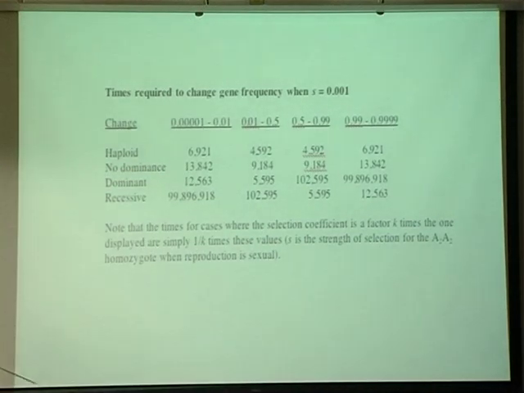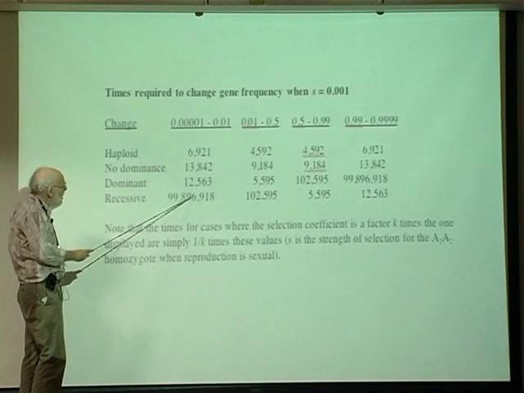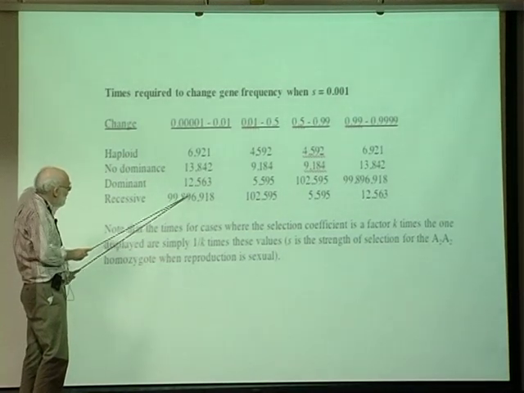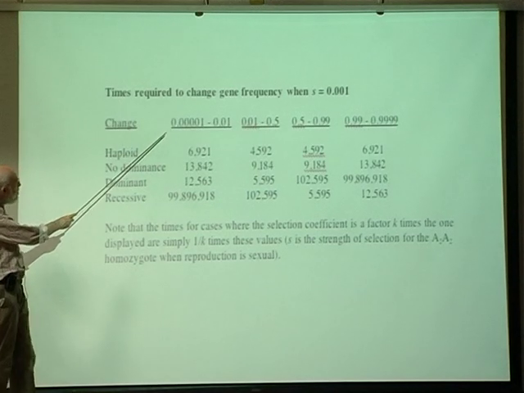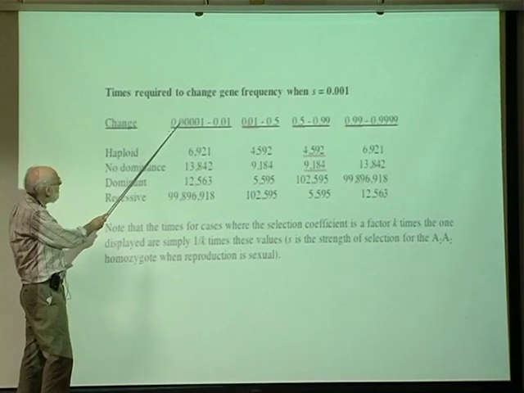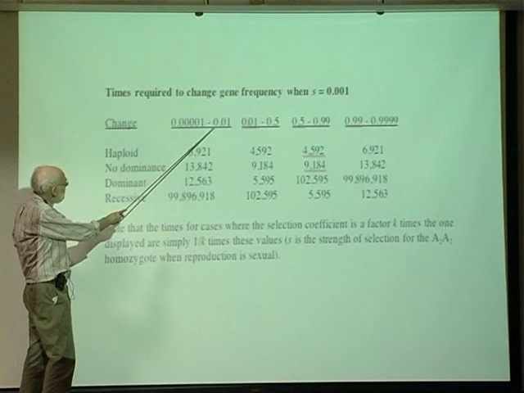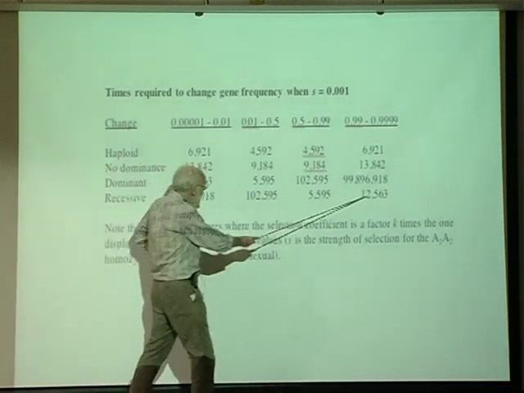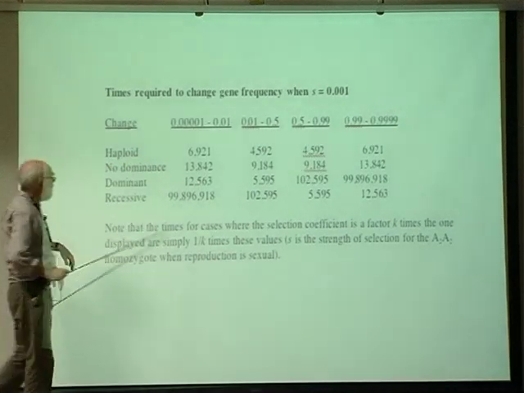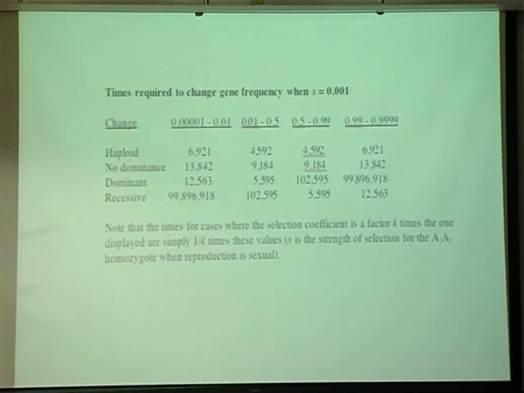Now the interesting bits come when we look at completely dominant or completely recessive ones. It's nearly 100 million generations here for a favorable recessive mutation to get from a very low frequency to a low frequency. Then it speeds up, and then it goes really fast. And it's the opposite for a favorable dominant mutation, because that's just the reverse situation.